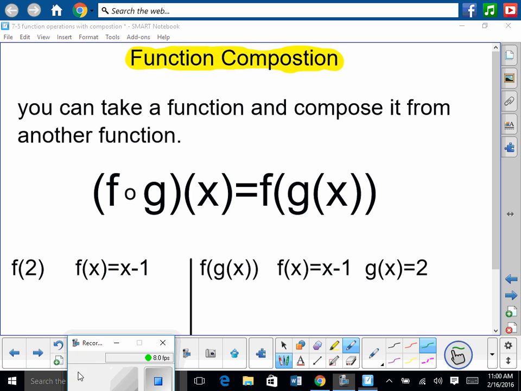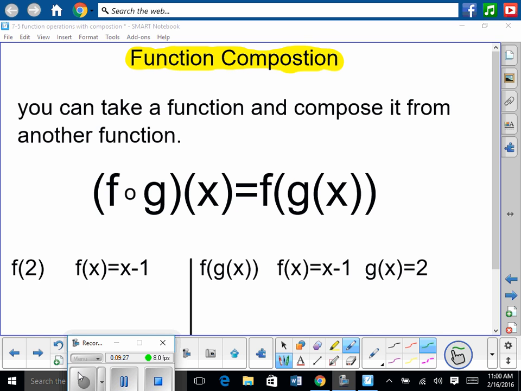Let's get it. Okay, so there's one more operation we have yet to learn. This is called function composition. Once again, function composition. So you can take a function and compose it from another function. We're going to be given 2 or more different functions. We're going to take those 2 functions and compose a new function from them.